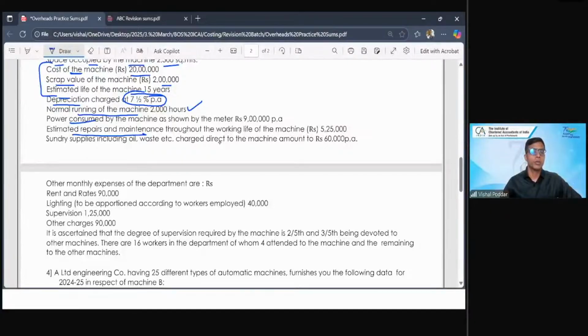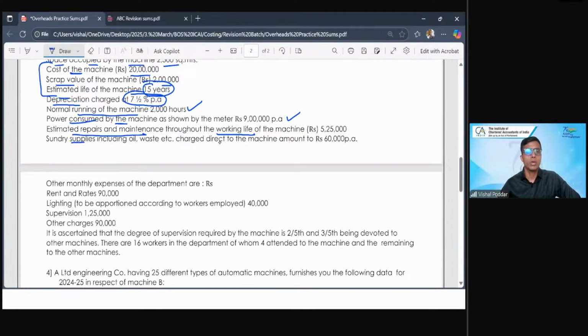Now this is where you have to be clear. The power consumed by the machine, it means it is of one machine only. But when you see the repairs and maintenance, it is saying of the entire working life. Now when we say working life, then this figure will come into play. That is this 15 years, right?